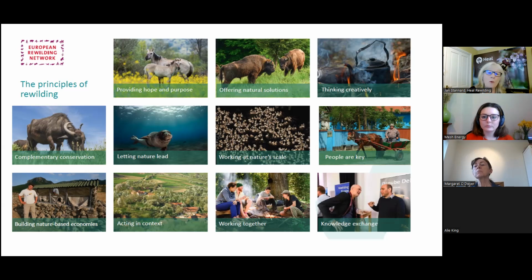The main reason is that we are a top predator, and if we're not there, nature thrives. The best example of that in Europe is Chernobyl. Because it's a nuclear exclusion zone, wildlife has absolutely exploded in terms of types, and they're doing well. They don't seem to be affected by the nuclear fallout, which is extraordinary. But scale is key, and I'll talk a bit about Heal scale. And people are key.